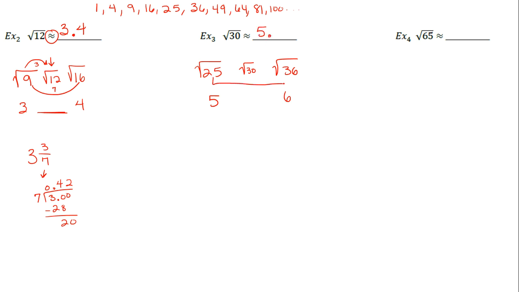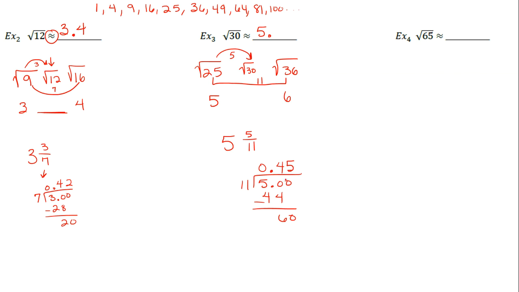To get the denominator, we're going to find the difference between our two perfect squares. That is a difference of 11. Our numerator is the difference between the first perfect square and the number we're estimating, and that's 5. So we have 5 and 5/11ths, and now we're going to divide. 11 goes into 5 0 times. 11 goes into 50 about 4. 11 goes into 60 about 5.